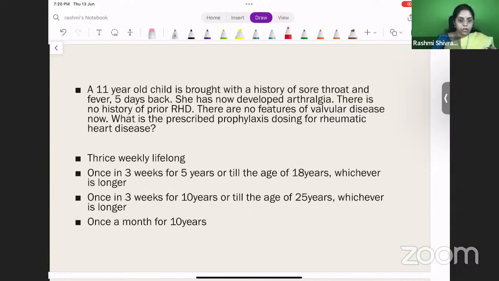Is it thrice weekly lifelong? Once in 3 weeks for 5 years or till the age of 18 years, whichever is longer? Once in 3 weeks for 10 years or till the age of 25 years, whichever is longer? Or once in a month for 10 years?